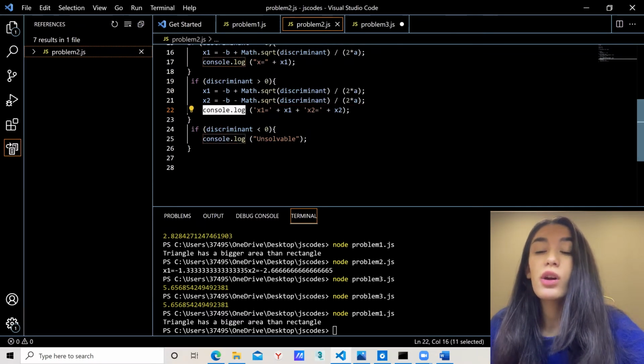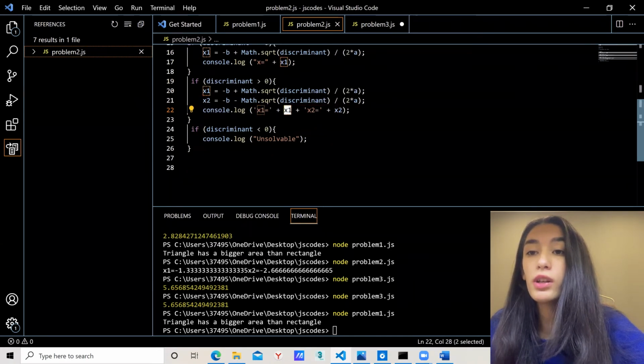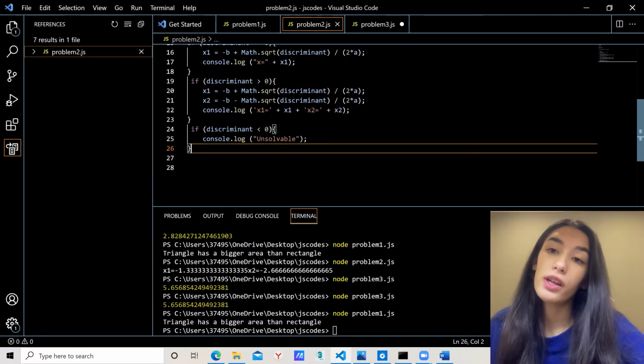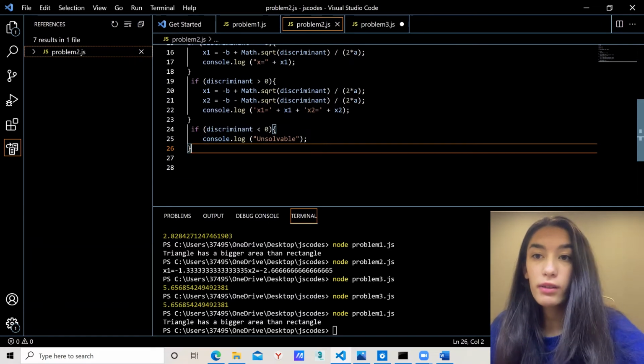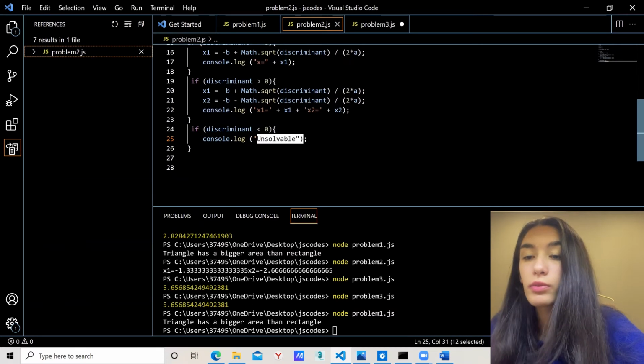And in this case, we are telling the program to print that our x1, the first solution, is equal to the value of x1, and the next solution, our x2, is equal to the value of x2. And the last case is when discriminant is negative. That means it has no solutions, and we are telling the program to print unsolvable.